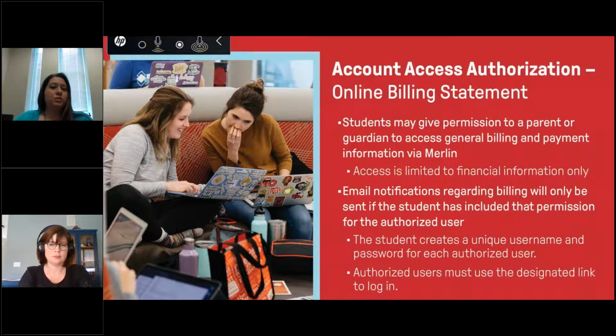Again, this is something that the student themselves controls, so they can give that permission, but then they can also revoke it at any time by logging into Merlin. But if you have a parent or guardian who is helping you with your billing, helping you with payments, I strongly suggest that you do grant this access to them.